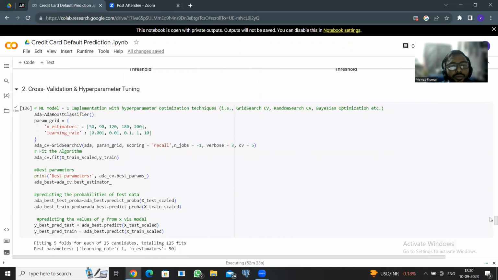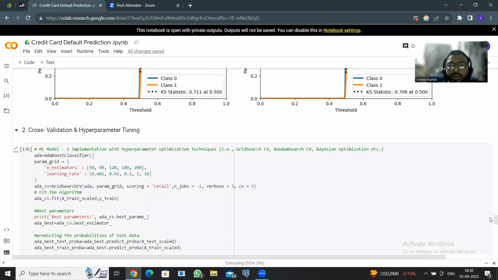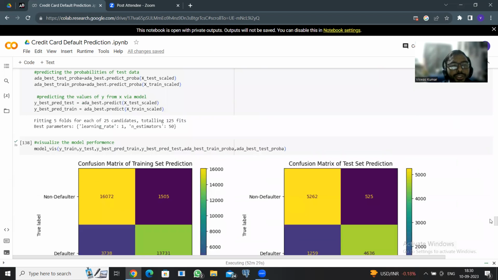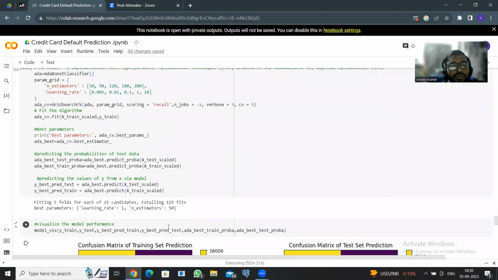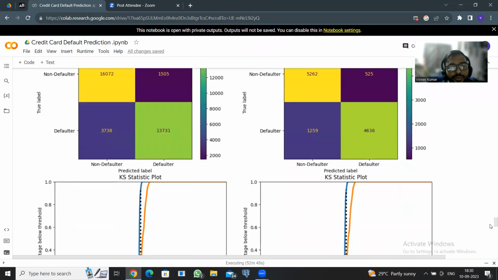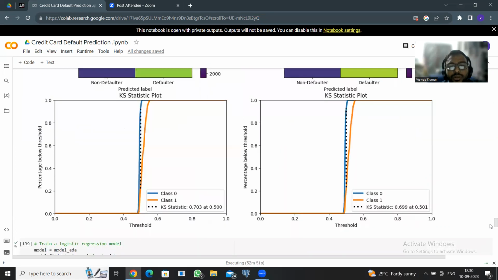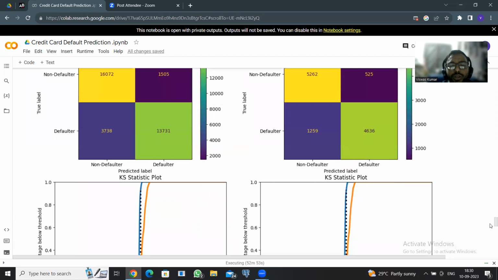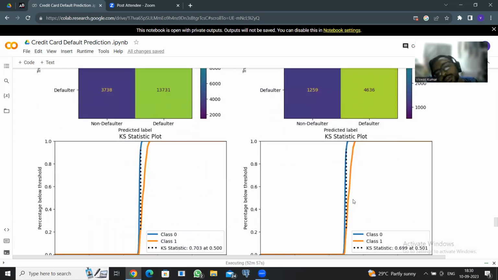I further tuned the model to get the best parameters using grid search CV. By using grid search CV, I found the best parameters as learning rate equal to 1, that is the alpha value, and number of estimators equal to 50. With those best parameters, I fit the data again. With the hyperparameters, this is slightly improved, and we can see a slight difference between the zeros and the ones, which are defaulters and non-defaulters.